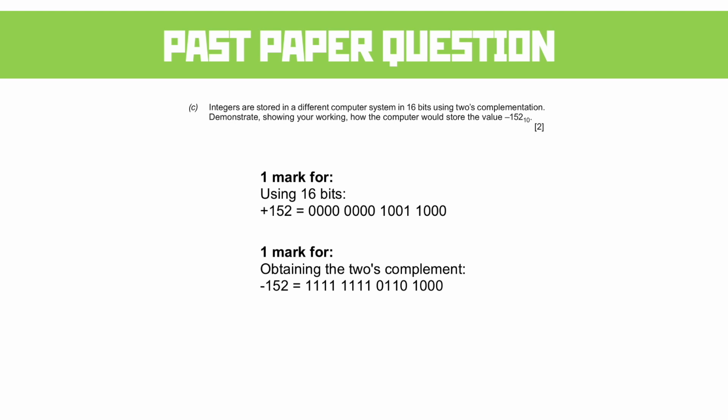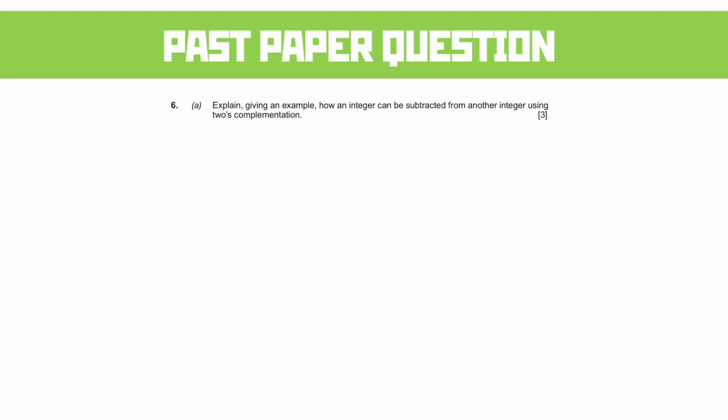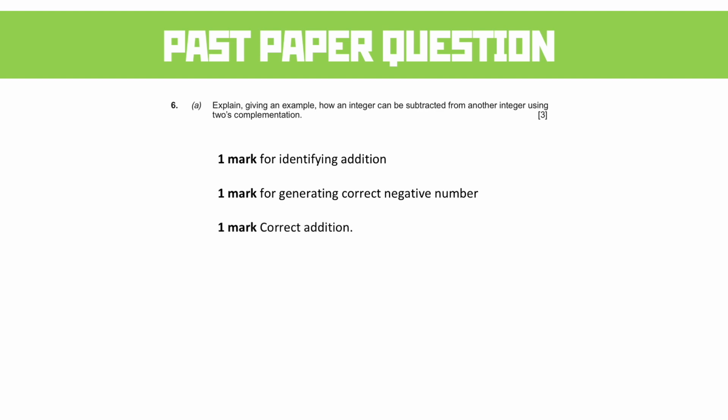Another past paper question here where the question is broken down into 6 and 7. 6a, explain, giving an example how an integer can be subtracted from another integer using 2's complementation. Okay, well again, this is reasonably straightforward. The way this is actually done is with addition. So you add them together, you've got a mark for generating the correct negative number out of the addition and a mark for making sure that the addition is actually correct within that sum. And it's reasonably straightforward to do that.